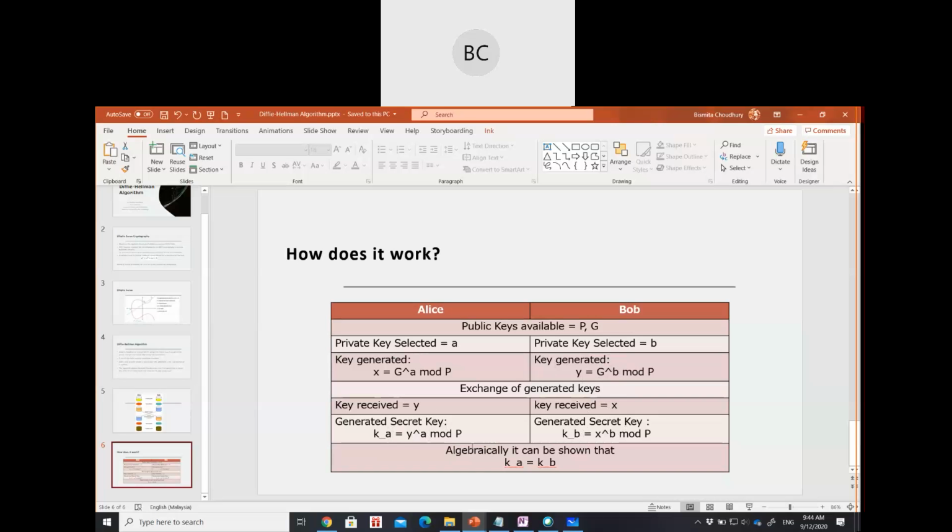Now algebraically, we can show that the two keys are equal, K equal to K.